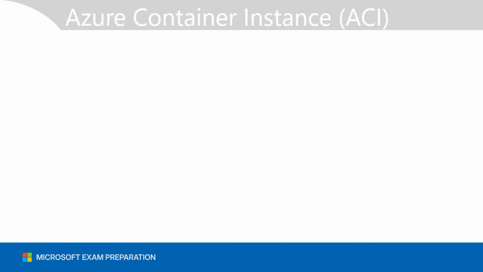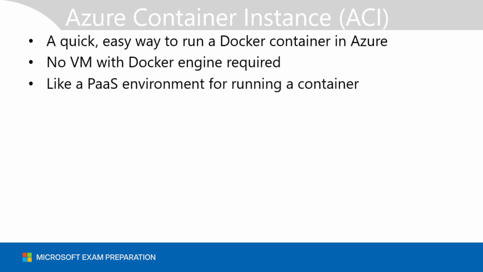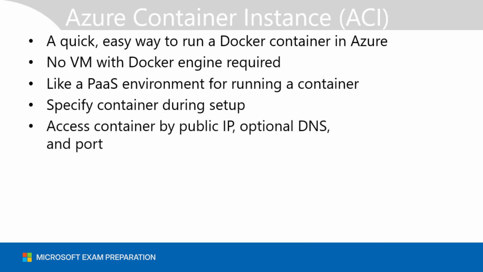An Azure Container Instance is another service Azure provides that helps you work with containers. It's a quick and easy way to run a Docker container in Azure without having to set up a VM with the Docker engine. An ACI is a platform as a service environment that Azure provides. It essentially is a VM underneath that's running the Docker engine, but you don't have to set up the VM to run it. You just specify during setup which container you want to use, and Azure will load that container, and then you have an up and running container instance.